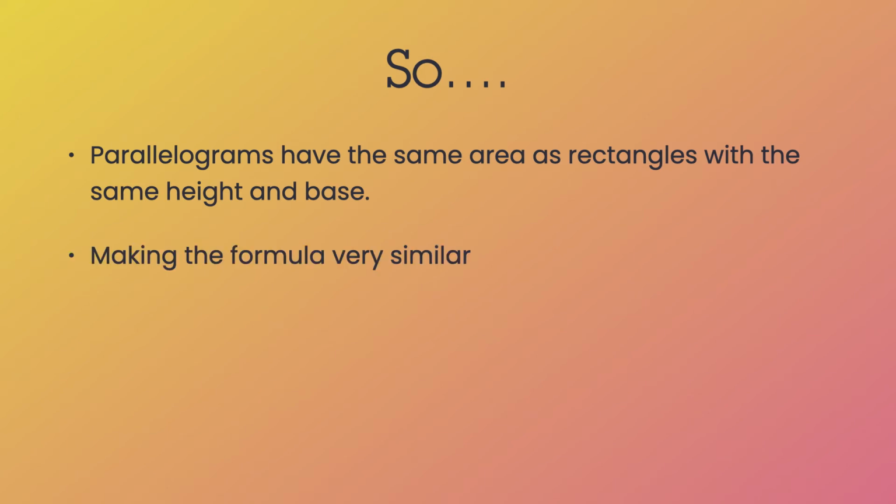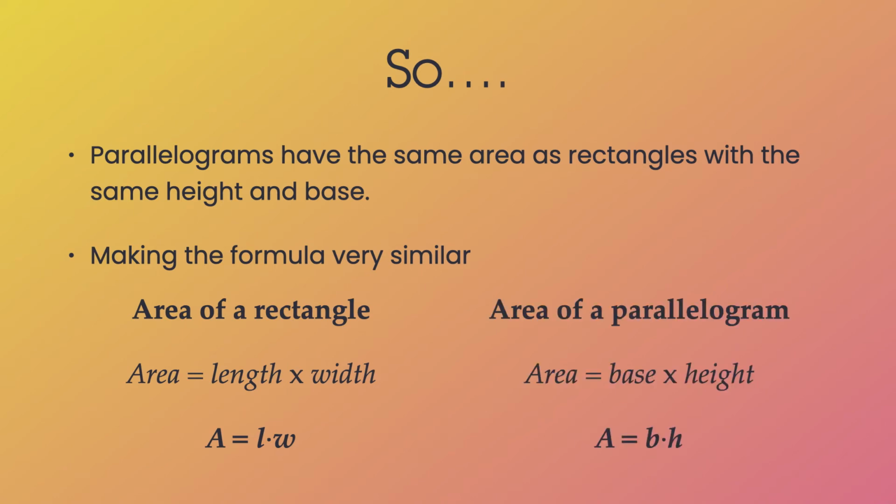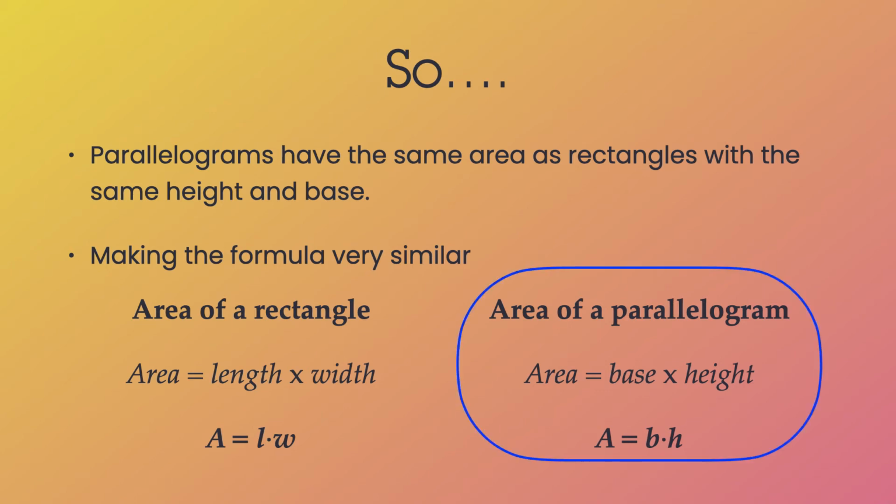This does mean that the formulas are very, very similar for these two. So area of a rectangle, you remember, is area equals length times width, and we abbreviated that A equals L times W. Area of a parallelogram is just base times height, so we'll abbreviate it B times H. But that's the one that we're going to be using, the one that we're going to be referencing, the words that you should be looking for.